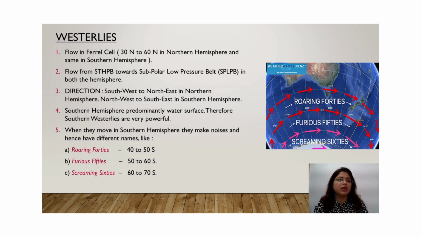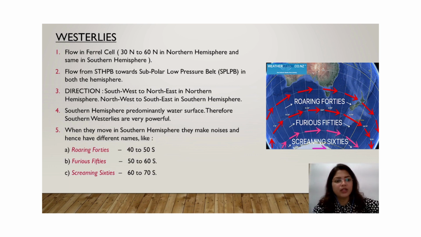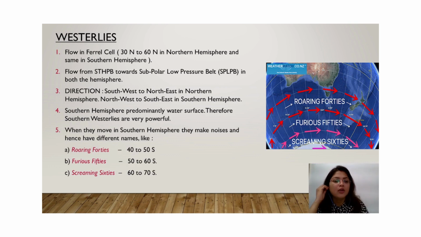So here you can see they flow in the Ferrel cell, 30° north to 60° north in the northern hemisphere, and the same in the southern hemisphere. They flow from the subtropical high pressure belt towards the subpolar low pressure belt in both hemispheres. As for their direction, you can see they are moving from southwest towards the northeast in the northern hemisphere, and from northwest to southeast in the southern hemisphere, because of the Coriolis force.